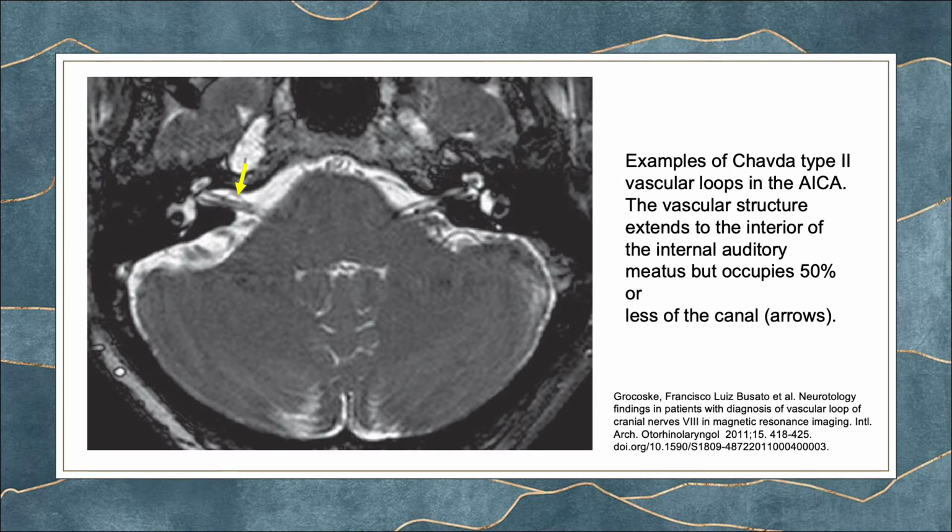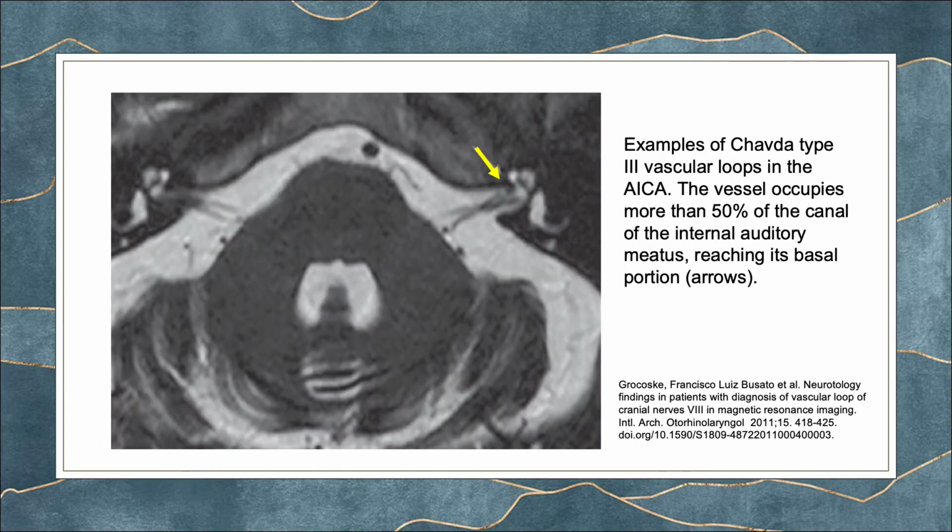Type 2 is when the loop insinuates itself into the internal auditory meatus but occupies 50% or less of the canal as seen in the right side of this scan. And type 3 is when the loop occupies more than 50% of the canal, where in this picture, it is seen almost reaching the basal portion of the cochlea.